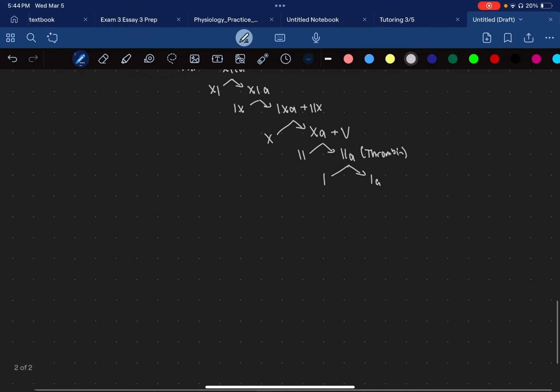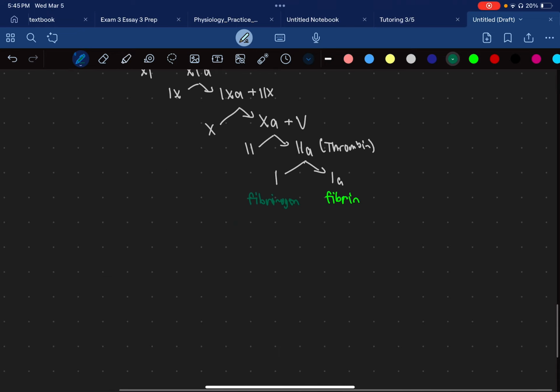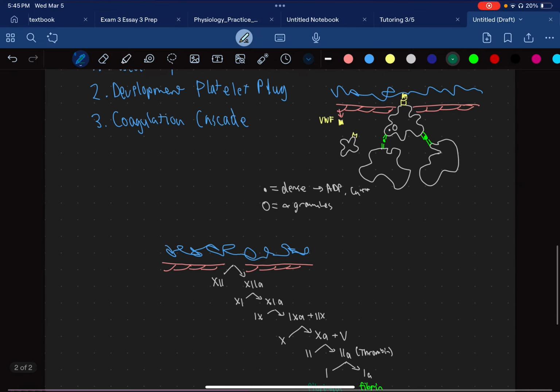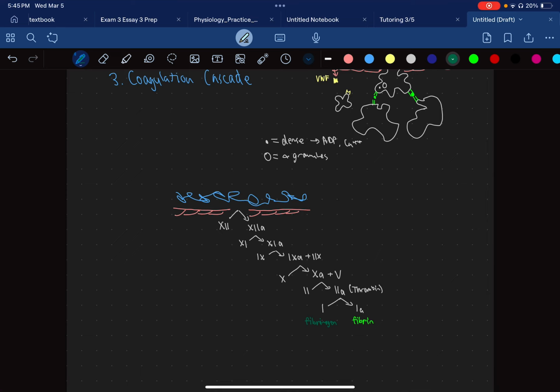So what color did I use for fibrin? So fibrin is right here. Fibrinogen is over here. So basically, the fibrin is going to be produced, and that is what's going to allow our cascade, our plug of platelets, to happen. So we have to get to that common pathway.